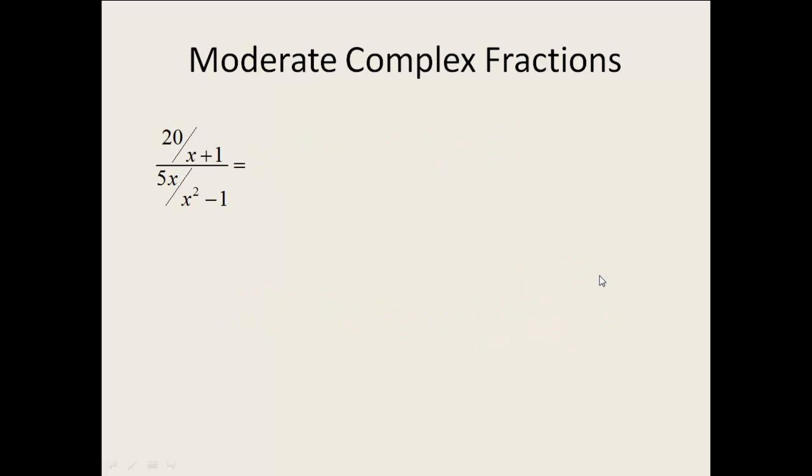Now we get into ones that are just a little bit more difficult, and the reason for that is because they've got a sum or a difference as part of their numerator or denominator. We're still going to start the same way though. We're still going to write it out sideways. So it's 20 over x plus 1 divided by 5x over x squared minus 1. Same thing's going to happen again. We're going to flip it and we're going to multiply by the reciprocal. So I'm going to have 20 over x plus 1 times x squared minus 1 over 5x.